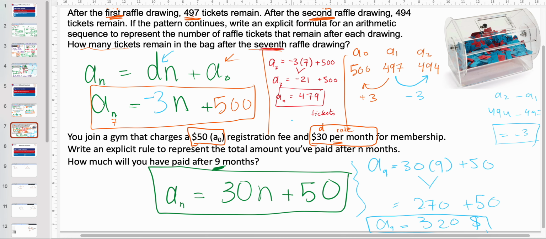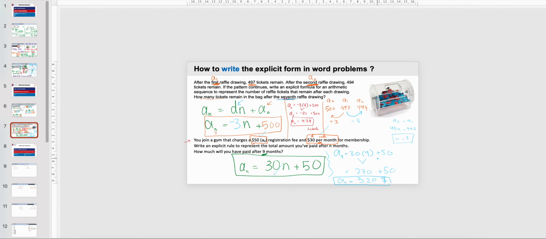That's it. So you have two types of problems. They might give you a1 and a2, and then you have to find the distance, and then a0, and substitute. Of course, they will ask you about a of a number, a7 in this case. Or they will give you the a0 ready and the distance ready. Just write your explicit form and evaluate it at 9 months. Very easy, very simple. Good luck. Thank you.